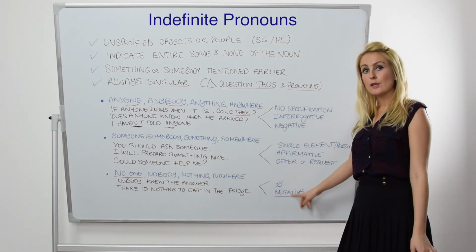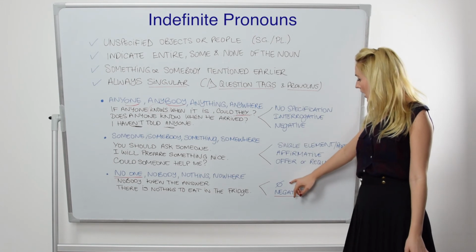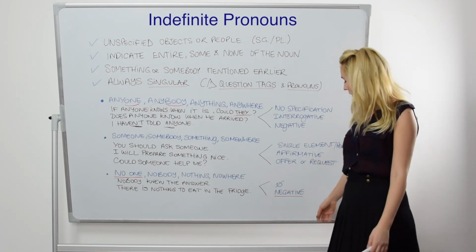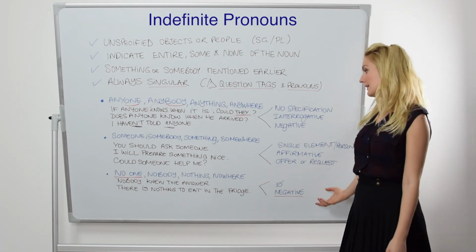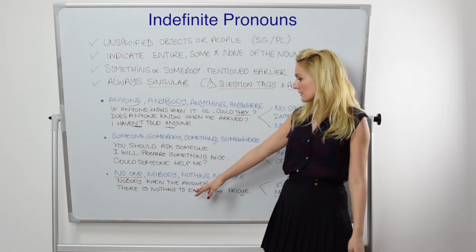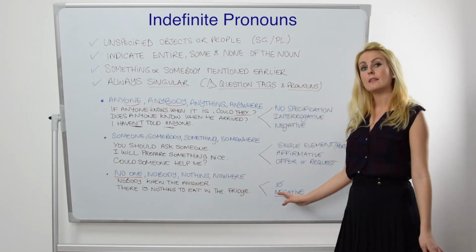When do we use these no pronouns? When we are addressing nothing or when the sentence is negative. Nobody knew the answer. There is nothing to eat in the fridge.